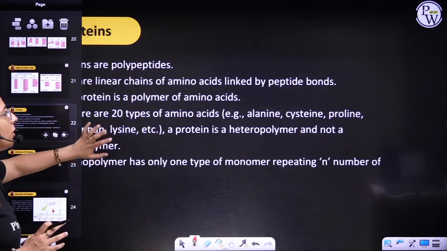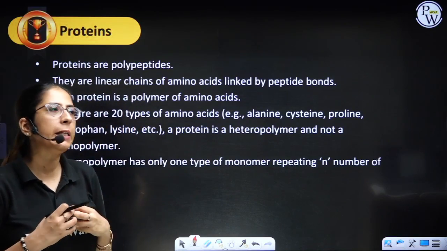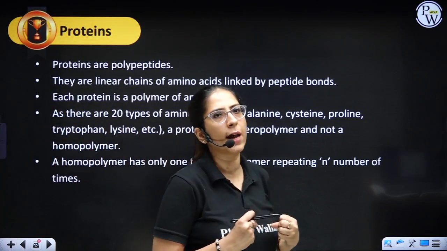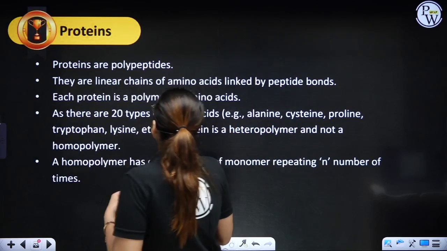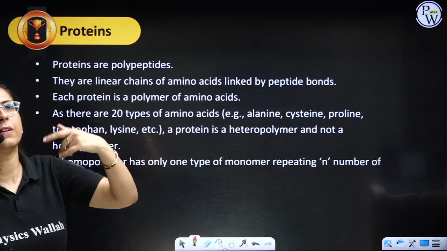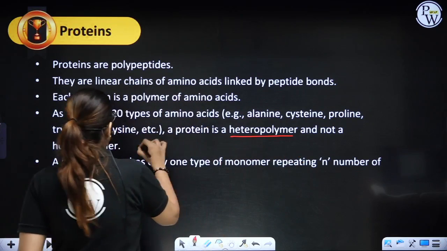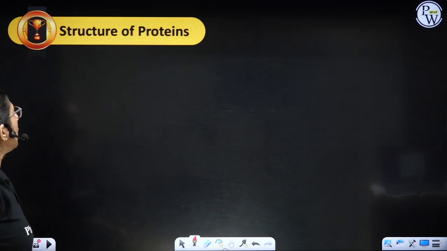Now let's talk about proteins. Proteins are polypeptides. Polypeptide means different amino acids join together to form a polypeptide. You should know that 20 types of amino acids help in the formation of protein. Otherwise there are more. They are heteropolymers and not homopolymers. Clear?